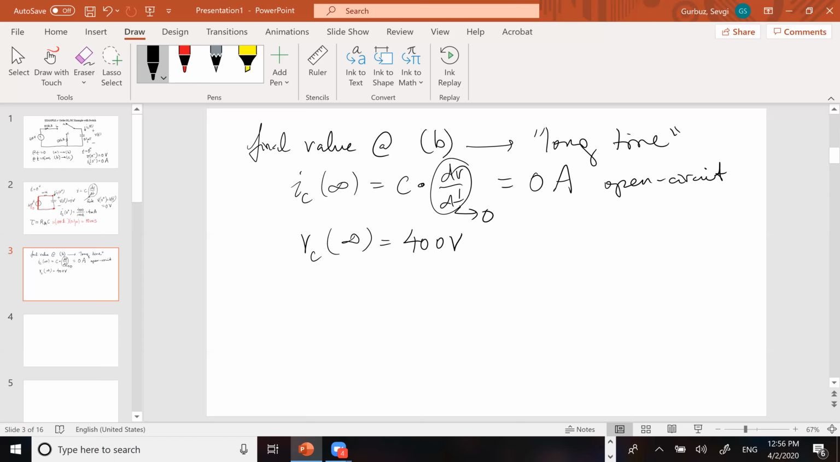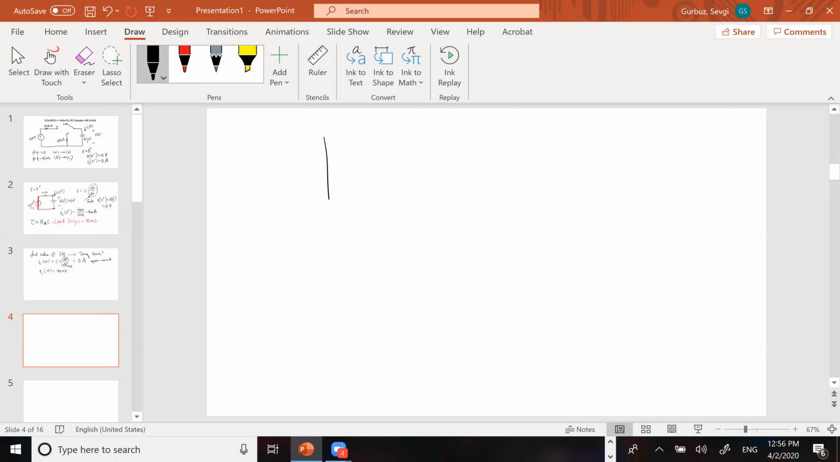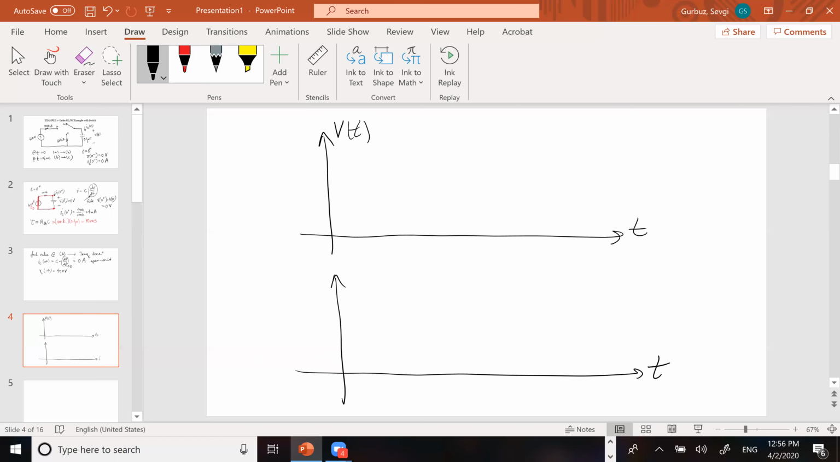So we can start thinking about how we can draw out what our solutions to the problems are. Let's set up two axes, one for the capacitor voltage and one for the capacitor current. We know that we initially start out at 0. What is the final value of the capacitor current? Well, we said that it had to be 0 because it behaved like an open circuit after a long time. What about the capacitor voltage? Well, we said that it had to be 400 volts. So let's draw this asymptotic limit.